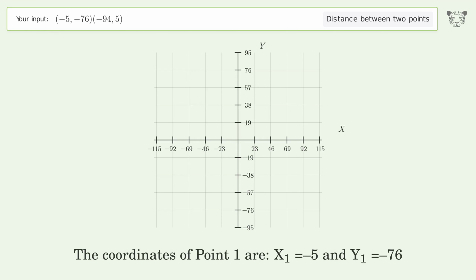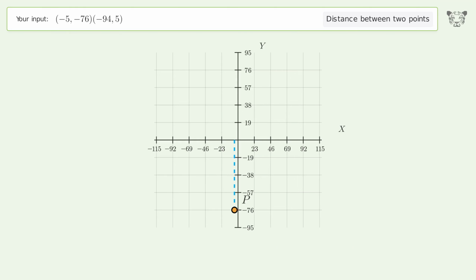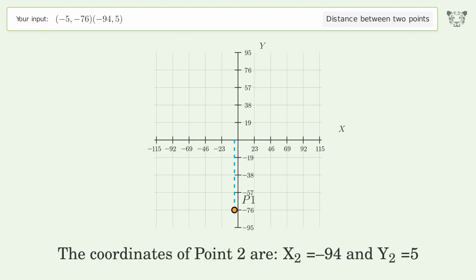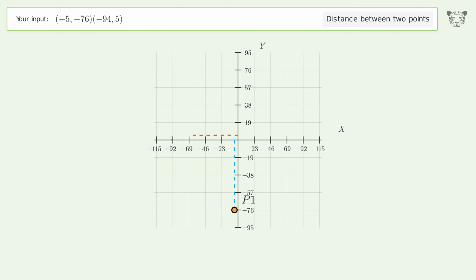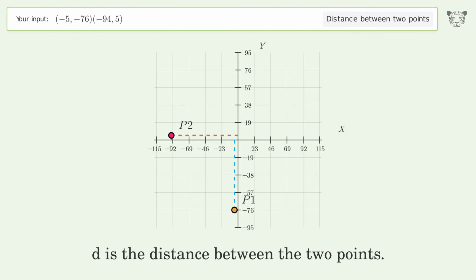The coordinates of point 1 are x1 equals -5 and y1 equals -76. The coordinates of point 2 are x2 equals -94 and y2 equals 5. D is the distance between the 2 points.